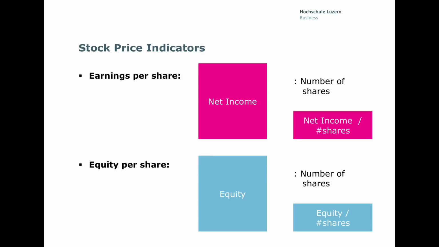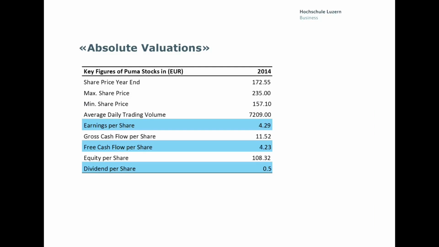The second indicator is equity per share. It is defined as the per share value of a company based on its equity. To obtain this number, we simply divide the equity by the number of shares. Some investors use this ratio to determine the equity in a company relative to the market value of the company measured by the stock price. So far, we have seen two examples of absolute valuation measures. However, there are other ratios used by investors.